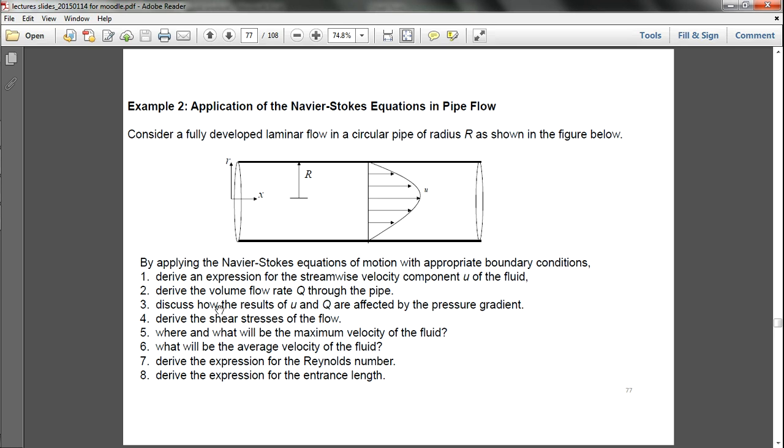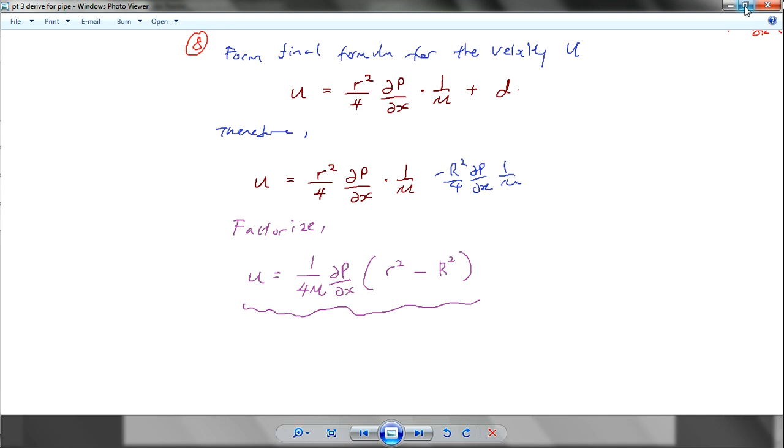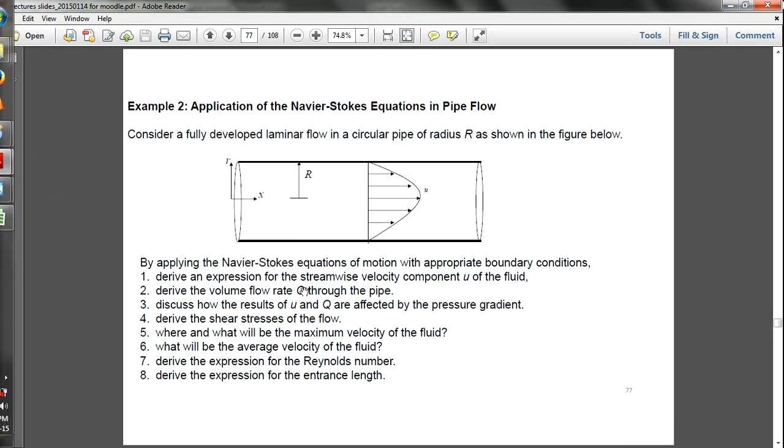In this portion, we're going to discuss how the results of U and Q are affected by the pressure gradient. So U is actually the velocity, if you remember the very first part that we talked about, this one. And then the Q is the flow rate Q that we talked about in the previous video. So how are they being affected by pressure gradient?